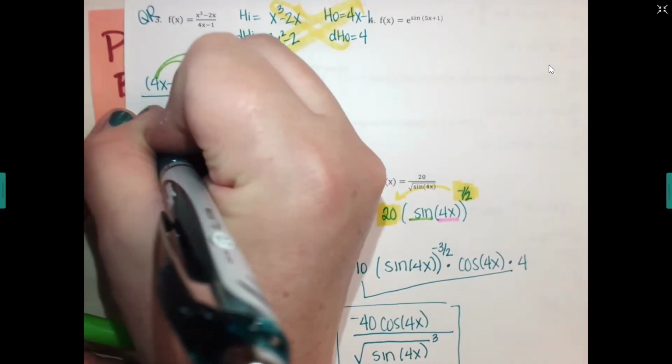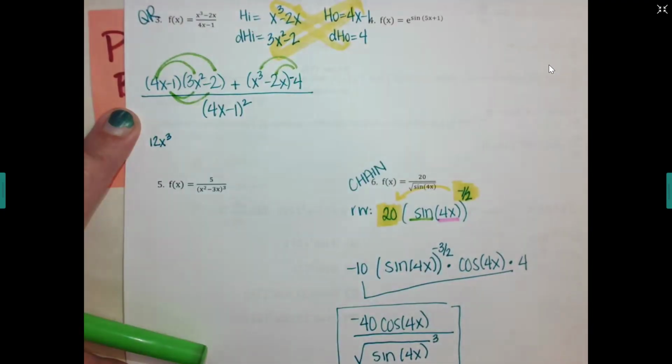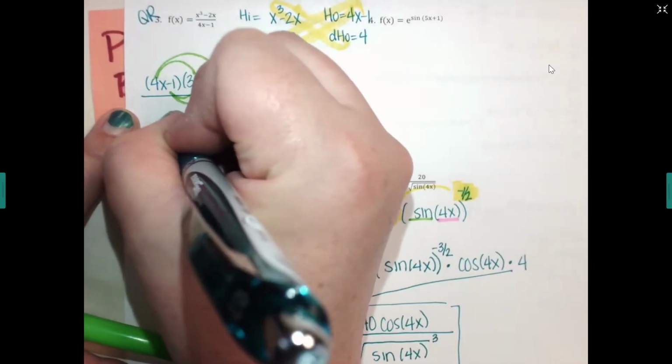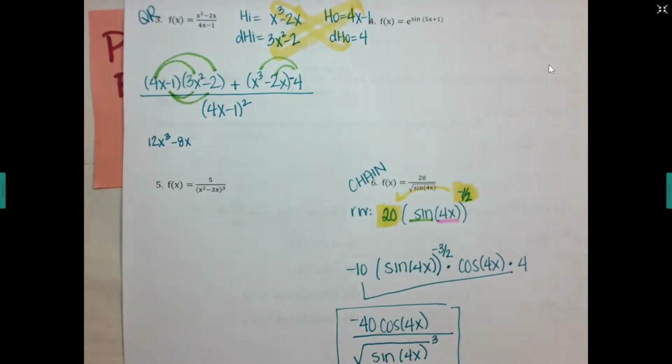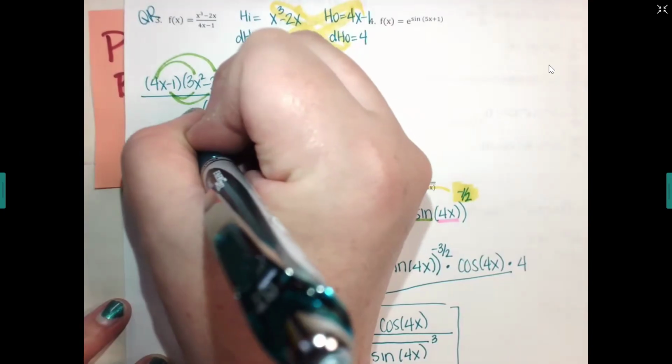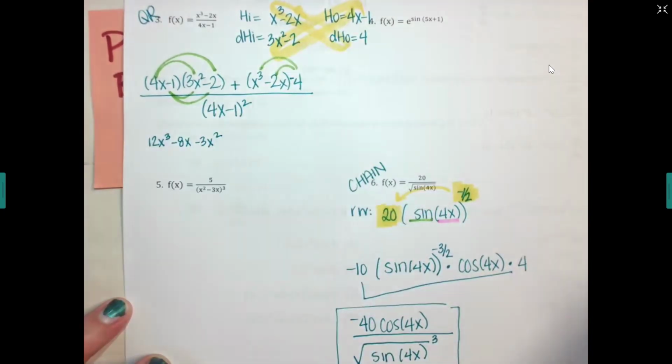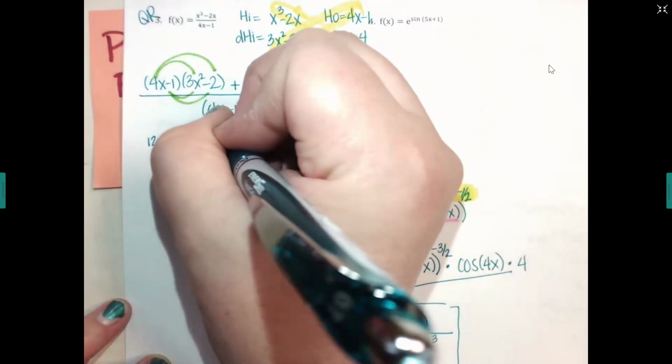12x cubed. Next term is 4x times minus 2. That'd be a minus 8x. Now we're going to the minus 1. Minus 1 times 3x is a minus 3x squared. Negative 1 times negative 2 is a plus 2.